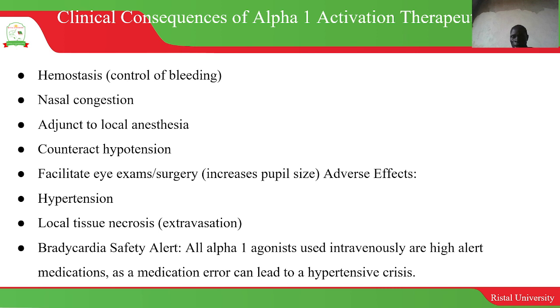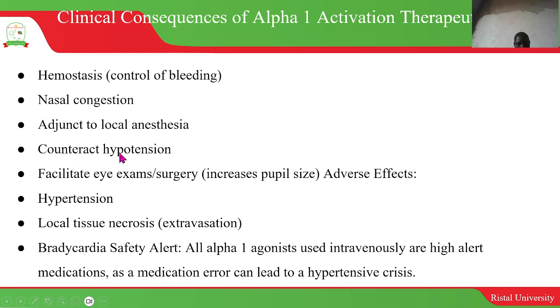Clinical consequences of alpha-1 activation, therapeutic uses. We said hemostasis, like control of bleeding, vasoconstriction, like platelets during injury, what happens to the vessels, and platelet aggregation and all those kinds of things in the control of bleeding. All these are manifestations of the alpha 1 activation process. Also nasal congestion. They can be used as an adjunct to local anesthesia. Some of them are used as local anesthetics.